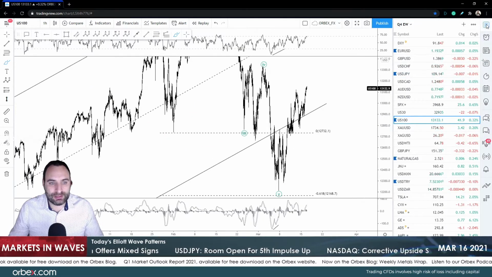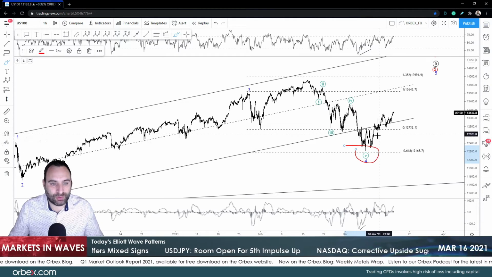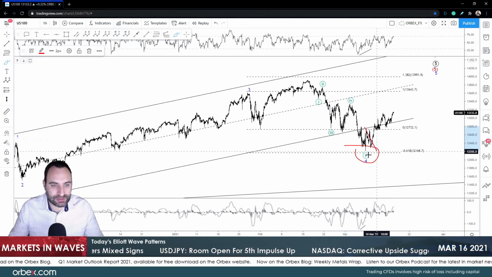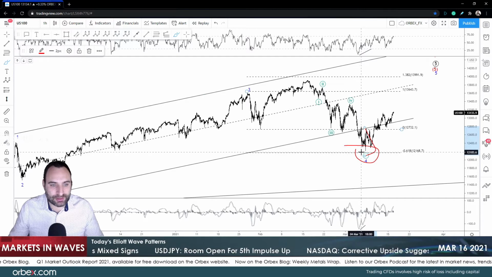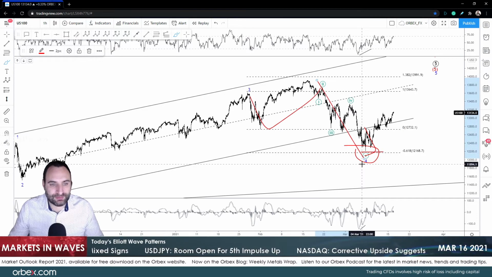Now on NASDAQ, it did a very nice bounce here. We were expecting this to continue lower at some point. We said, as you can see, it's a clear expanding flat over here.